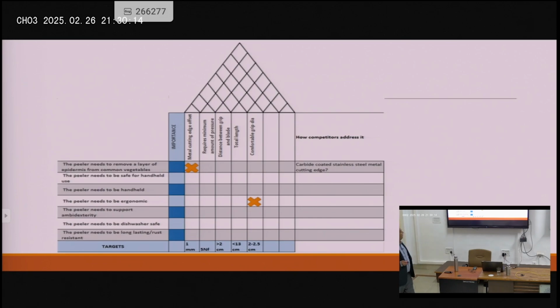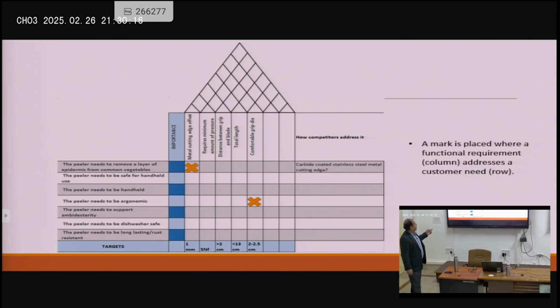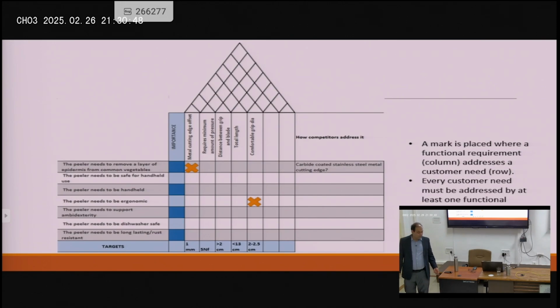And then you mark with X's what functional requirement addresses which customer need, right? So you don't just write things and then go home. You can put a cross, or some people put a dot there, saying that the metal cutting edge offset addresses this need of the peeler removing a layer of skin from common vegetables. Comfortable grip diameter, not too big, not too small, addresses this need. Peeler needs to be ergonomic. Okay. So every customer need must be addressed by at least one functional requirement.